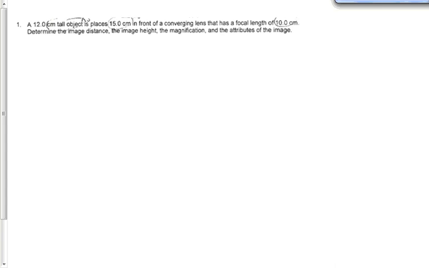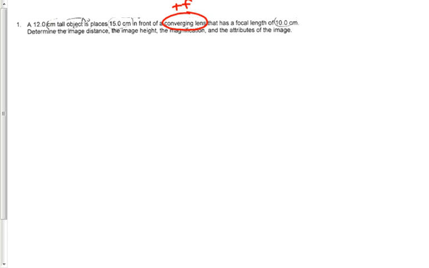All right, guys, request to go over question 1 and 3. Number 1 says a 12 centimeter tall object is placed 15 centimeters in front of a converging lens. First thing I'm going to circle is this whole converging lens thing. That tells us that it's a positive focal point.